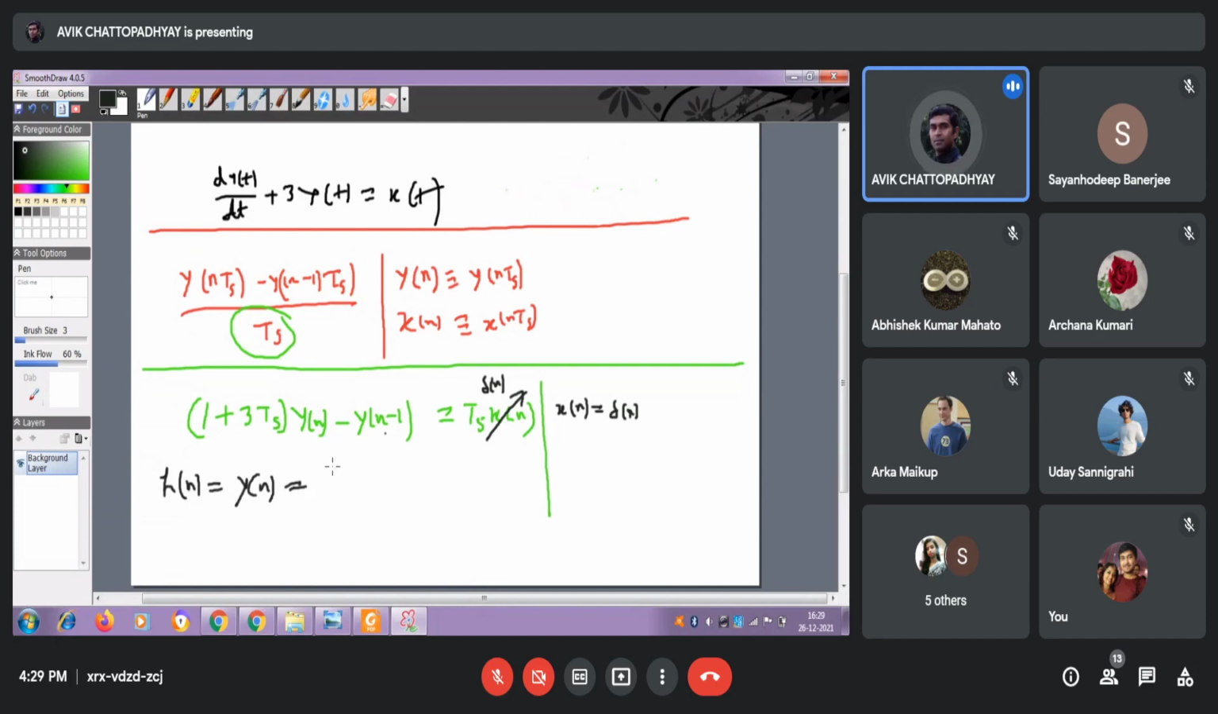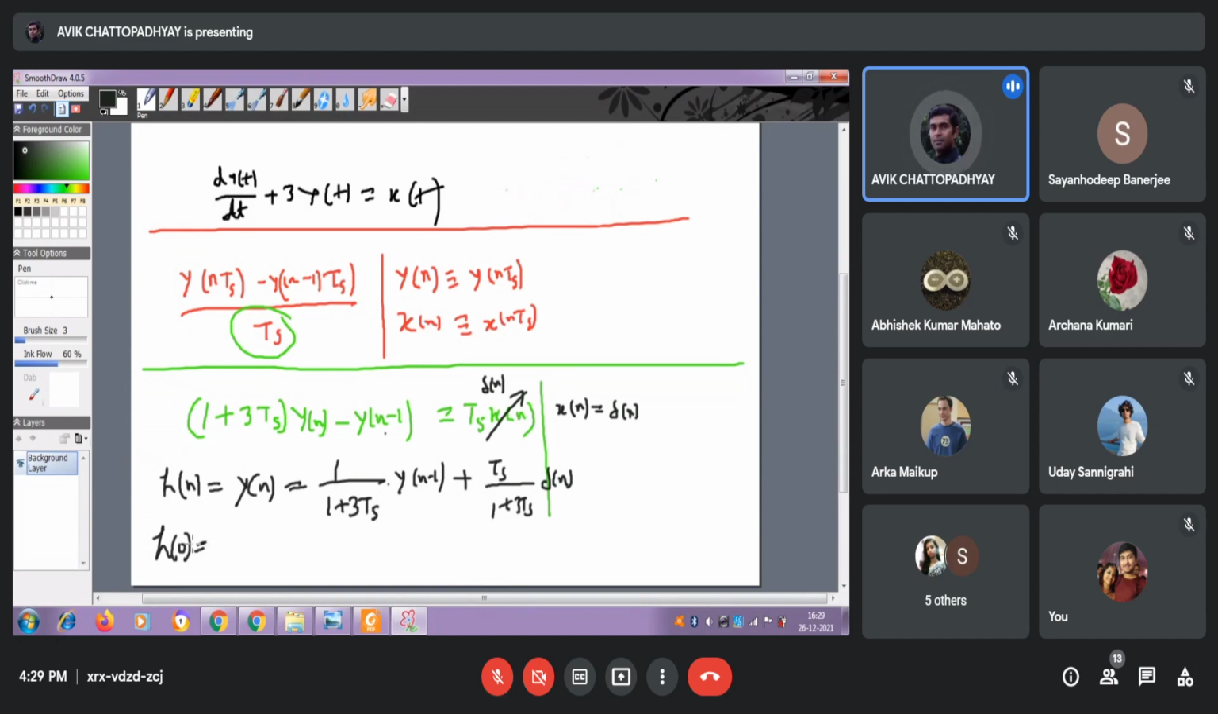Let me write the whole terms actually. So the first term should be your Ts divided by 1 plus 3Ts into y of n-1, and plus it should be this Ts divided by 1 plus 3Ts, and here you have del n. So this is the actual equation. I should write like this first. This is the systematic way I'm approaching.